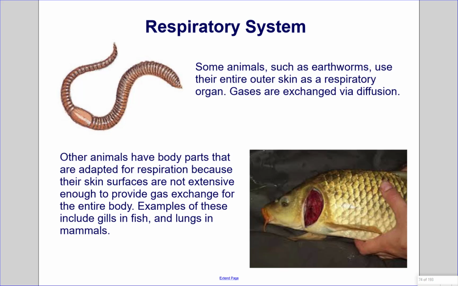Respiratory system. Some animals, such as earthworms, use their entire outer skin as a respiratory organ. Gases are exchanged via diffusion. Other animals have body parts that are adapted for respiration because their skin structures are not extensive enough to provide gas exchange for the entire body. Examples of these include gills in fish and lungs in mammals.